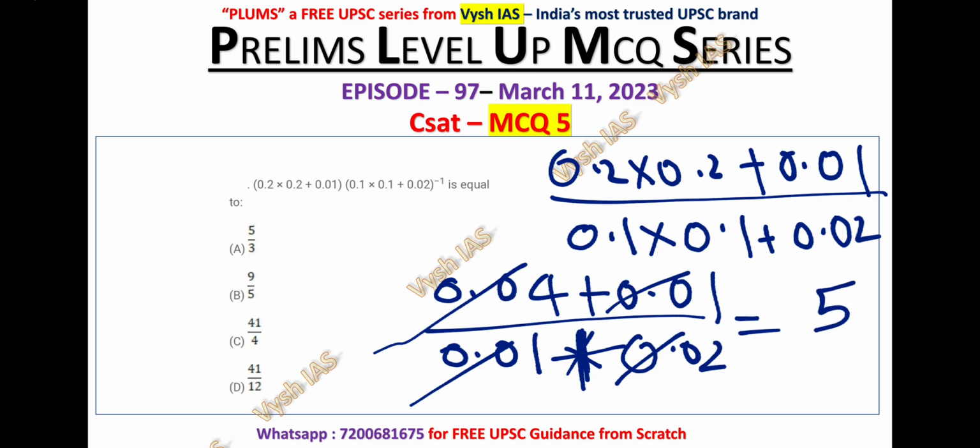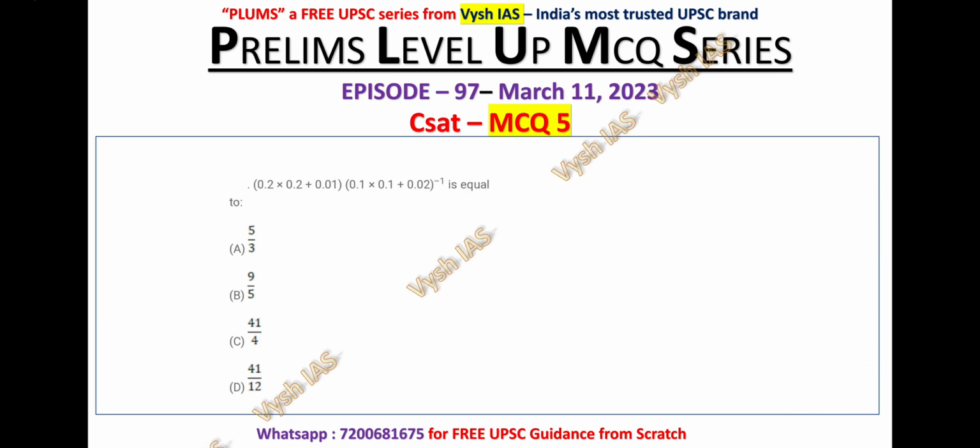4 plus 1 is 5. 2 plus 1 is 3. So simply we have got 5 by 3 as the answer.